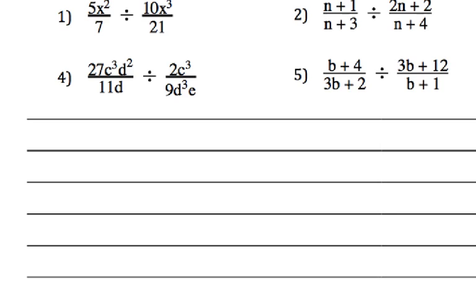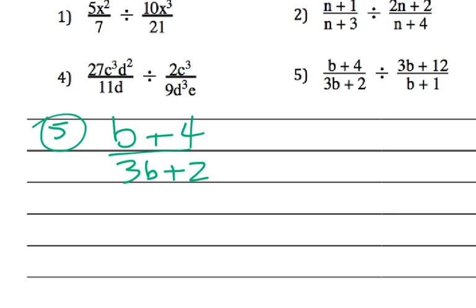Number 4, pause this video, make it an on-your-own problem. Once you finish it, move on to number 5, which I will go through. So make sure you pause and finish 4 and check your work. I'm not going to even put the answer up. Number 5: (b + 4)/(3b + 2) divided by (3b + 12)/(b + 1).